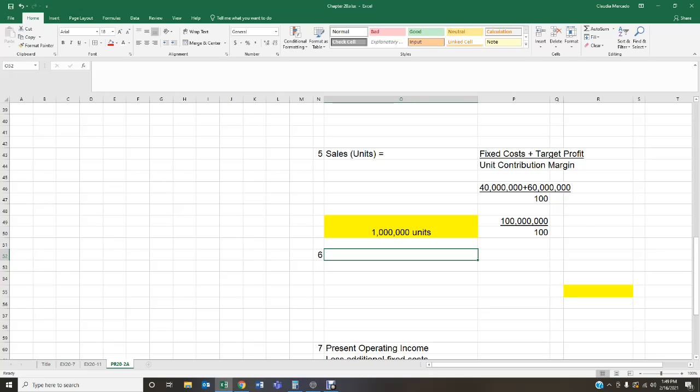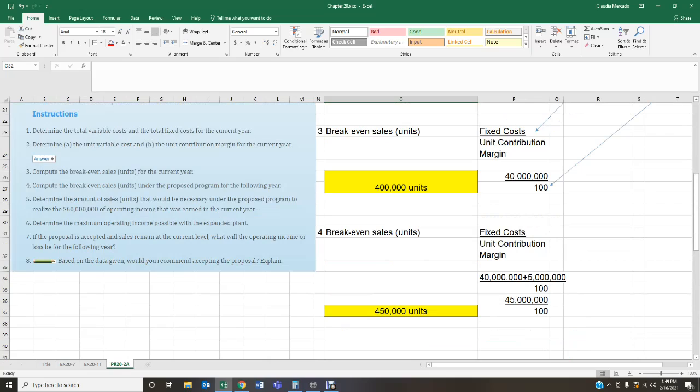Okay, requirement 6. Determine the maximum operating income possible with the expanded plant. What is the maximum income we can generate with this expansion that has been proposed?